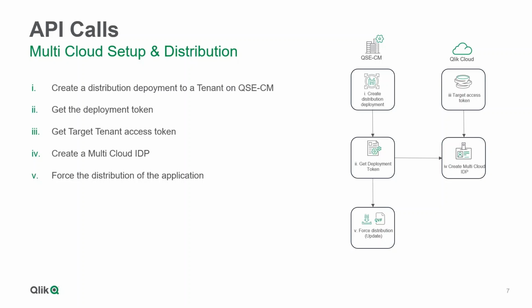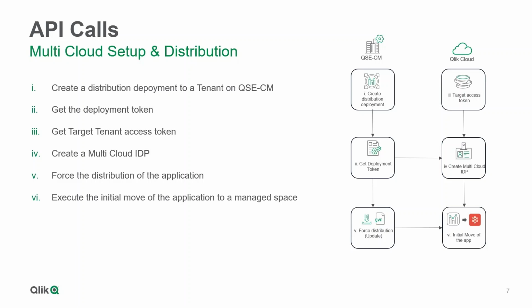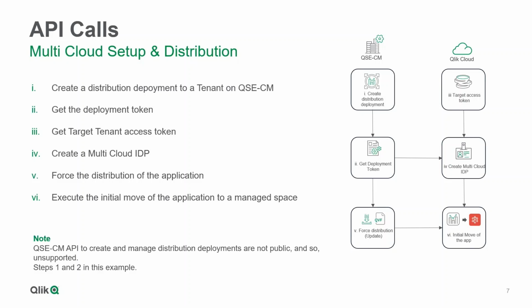Then you force the distribution of an application by an update of the metadata of these applications on Qlik Sense Cloud Manage. These applications are distributed to Qlik Cloud, but in the stage area. So through API, you can also execute the initial move of these applications to a managed space. Note that on Qlik Sense Cloud Manage, the APIs to create and manage distribution deployments are not public yet, so they are not fully supported right now. It's steps 1 and 2 in this example. So let's demo now with Postman.